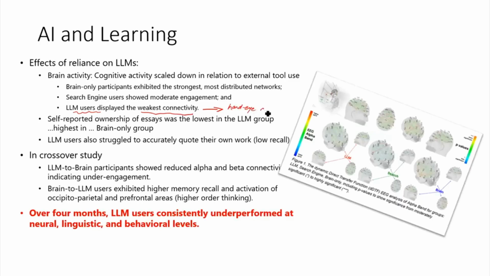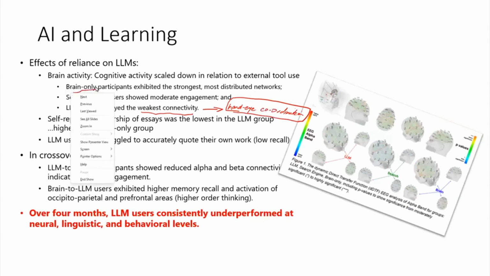If you use a large language model to write an essay, right? You just get it to write the essay for you. You develop eye-hand coordination, not thinking skills. Why? I reckon because you're copy and pasting, right? It's eye-hand coordination. Whereas if you didn't use any tool, just your brain, you actually have the strongest brain activity, okay? So there is something fundamentally different happening neurally in your learning if you don't use LLMs correctly. It's going to undermine your learning.